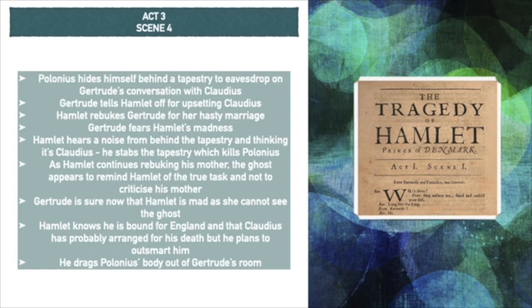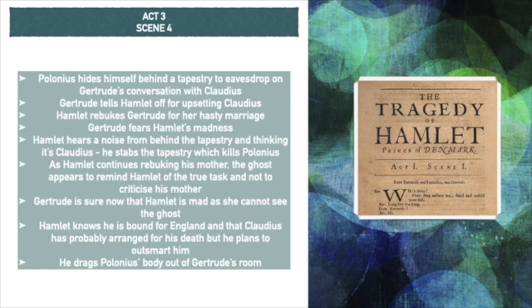As Hamlet continues rebuking his mother, the ghost of King Hamlet appears to him and reminds him of what he said in the first act. He said, "You must avenge my death. That is your true task. No, don't criticize your mother. Leave Gertrude alone." Gertrude is sure now that Hamlet is mad. She had her suspicions at first, but this ghost instantly proves it because she cannot see the ghost. Only Hamlet can see the ghost.